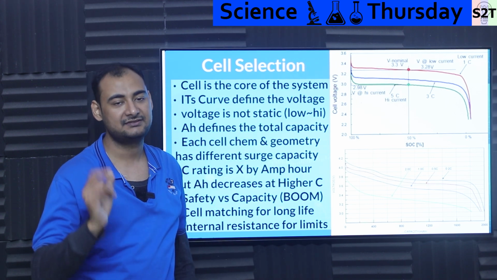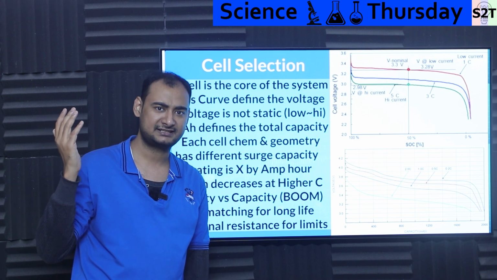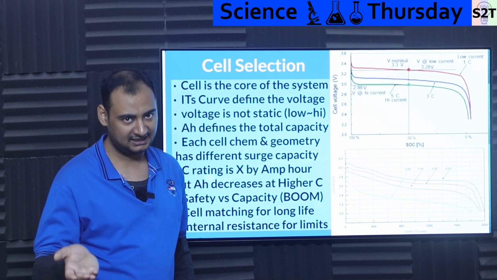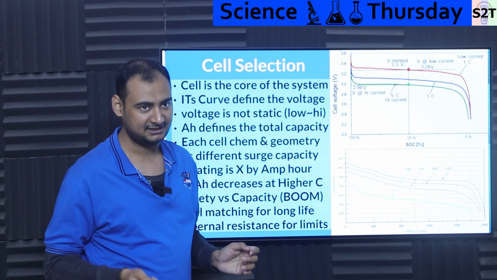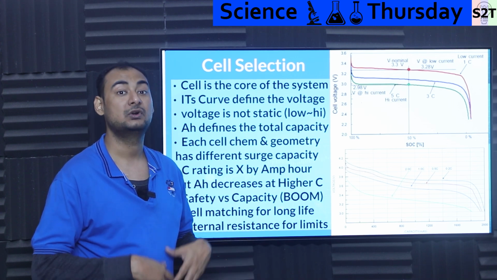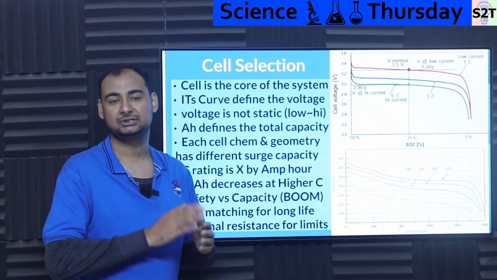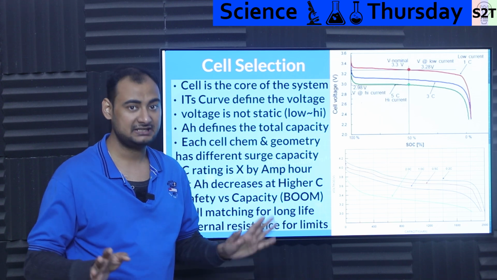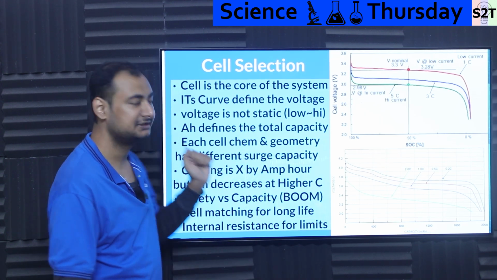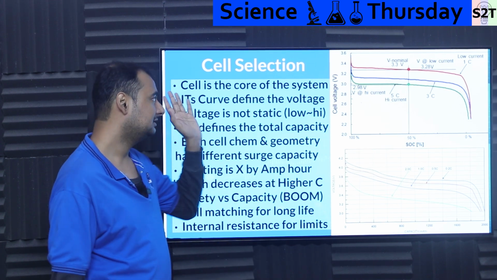A cell will always have the same voltage, and I'm assuming if you've cleared class 8, you know this. Cell voltage does not change by size, only the capacity changes by size. Generally, the bigger the cell, if the same chemistry is being talked about, you will have more capacity, more amp power. It will not change in voltage. Voltage is always the same, and even the voltage curve is generally always the same in terms of state of charge. So the cell is the core of the system.